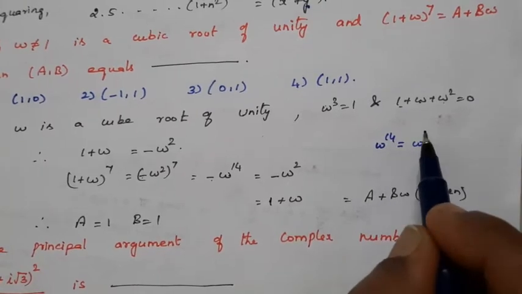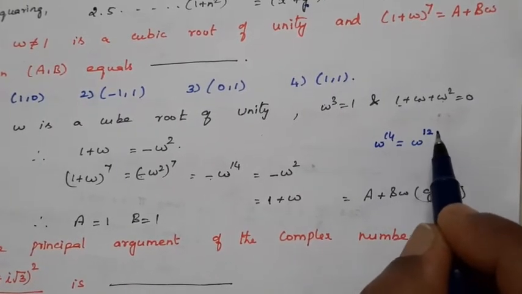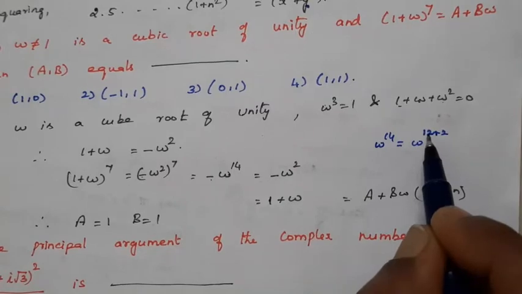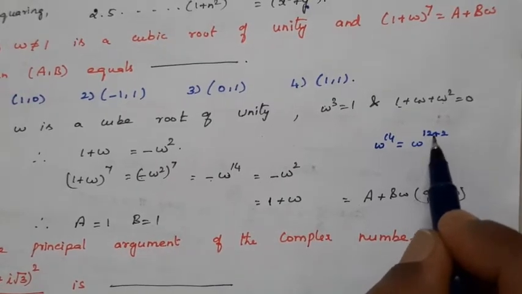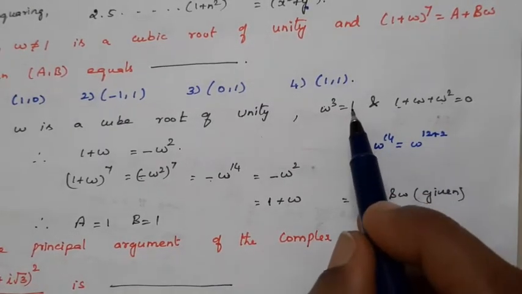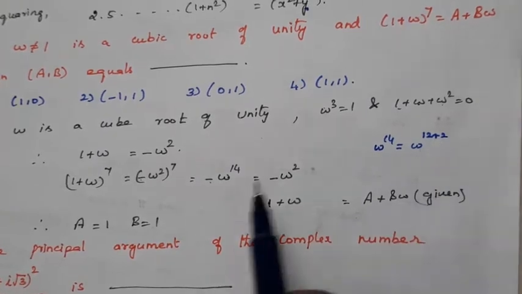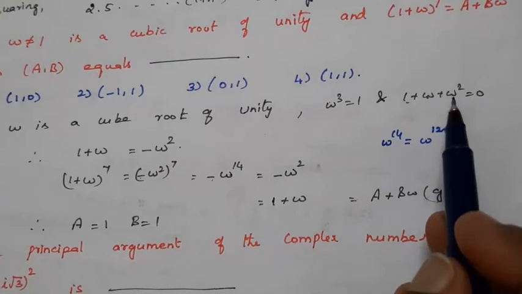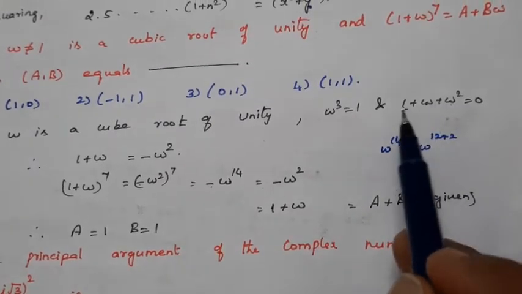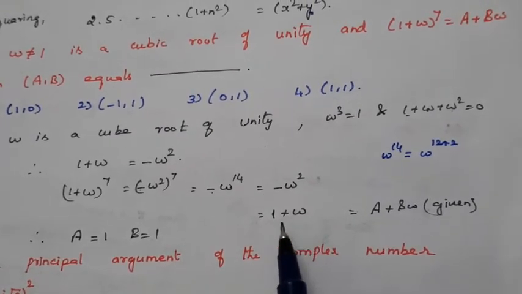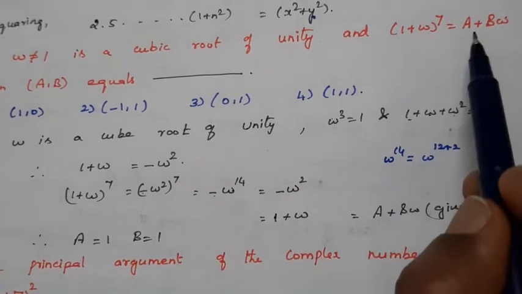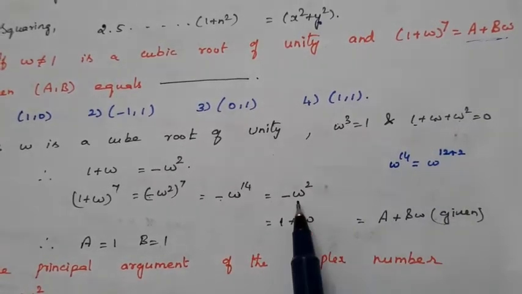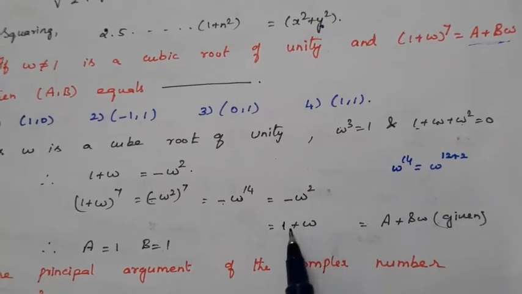We can split this as a multiple of 3, that is 12 plus 2. So omega power 12 into omega squared. Omega power 12 is nothing but a multiple of 3, so its value will be 1. So remaining will be omega squared. So that is nothing but minus omega squared. Again minus omega squared means again we can replace it as 1 plus omega. So why are we replacing it as 1 plus omega? Because we need it in this form. Okay, so we rewrite omega squared as 1 plus omega.